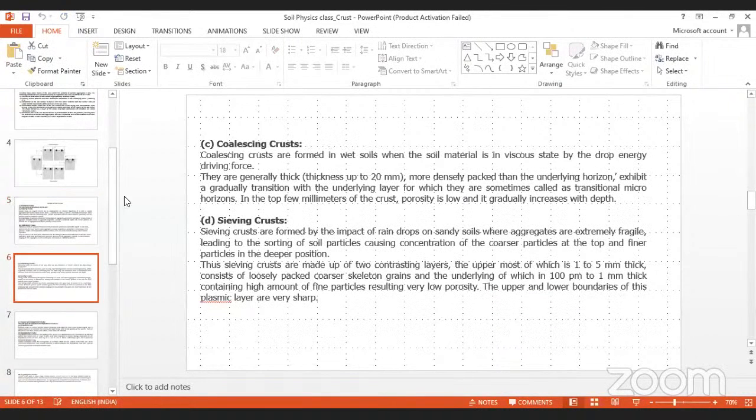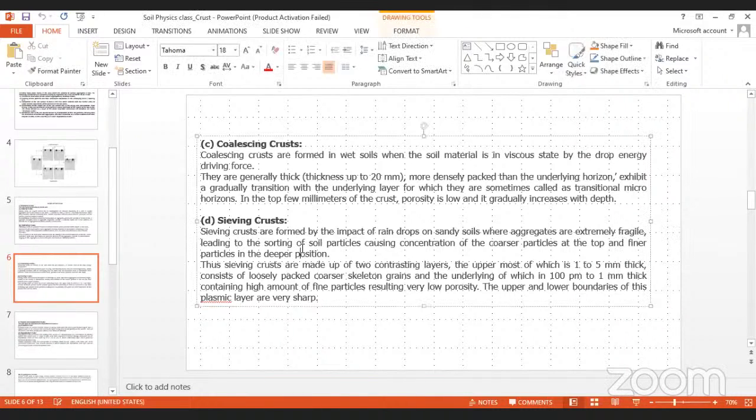infiltrating crust. And coalescing crust takes place when crust formation takes place in wet soil. This is a very thick crust, up to 20 millimeters. And sieving crusts are formed by the impact of raindrops on sandy soils, where aggregates are extremely fragile, leading to sorting of soil particles, causing concentration of the coarser particles at the top layer and finer particles at the deeper layer. So a typical textural separation is there in sieving crust also.